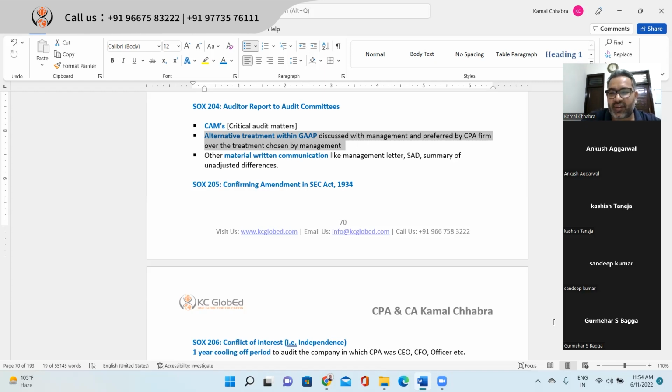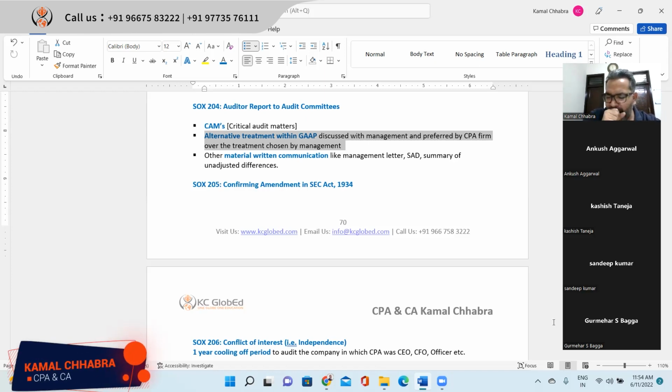Next is SAD. What is SAD? Summary of adjusted differences. What is the summary of adjusted differences? Any idea? The differences which are noted during the audit and have been adjusted already. So basically corrected misstatements are SADs.